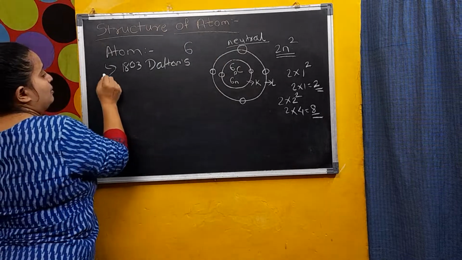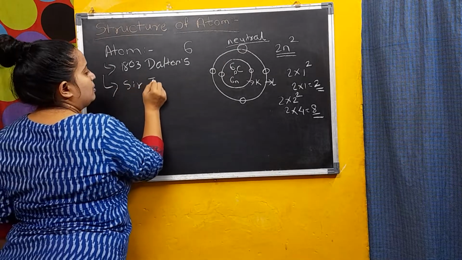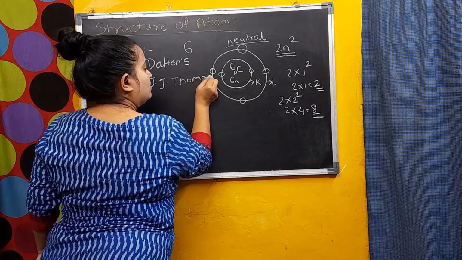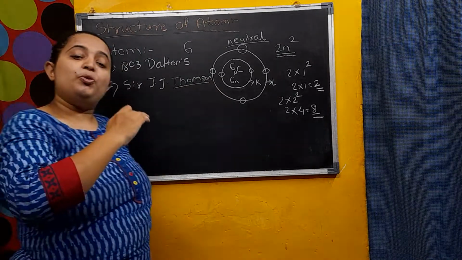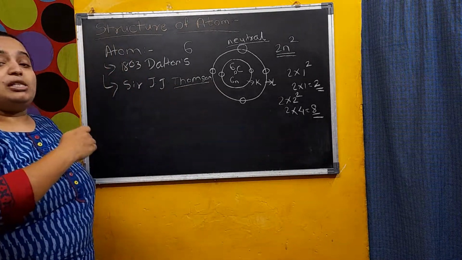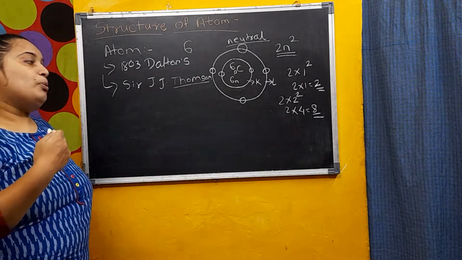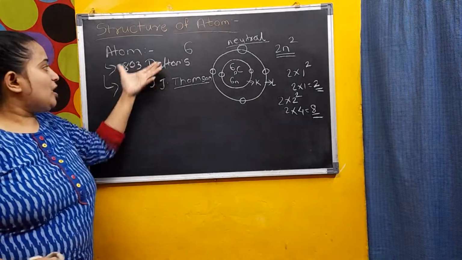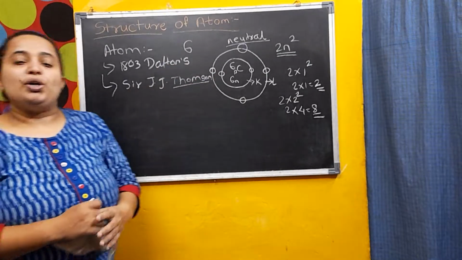Then after that, Sir J.J. Thomson proposed another theory, also known as the Thomson plum pudding model. Then many scientists came, like Rutherford, and then the Bohr atomic theory, which is the most accepted atomic theory. What are these theories? Definitely we will see that in the next lecture. Thank you so much.